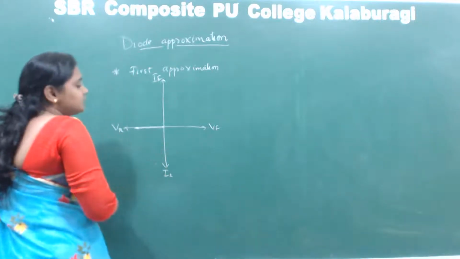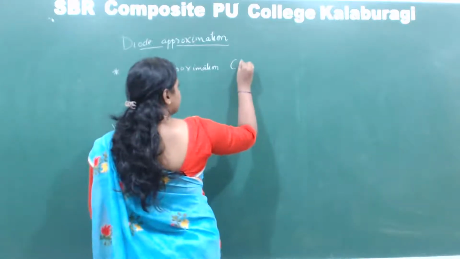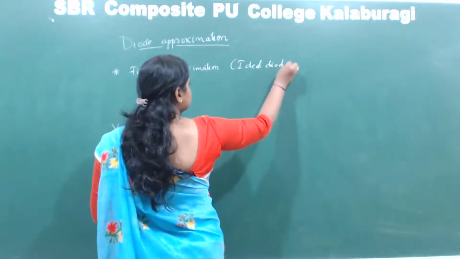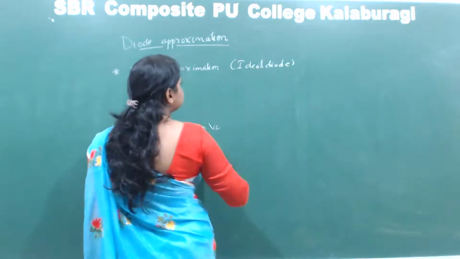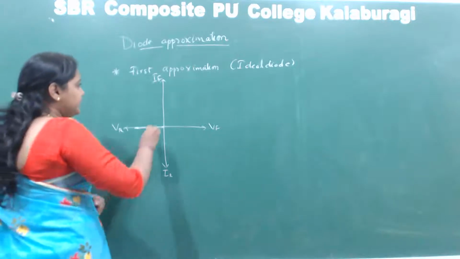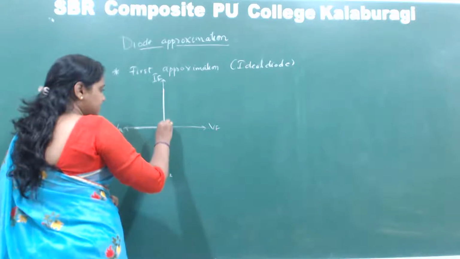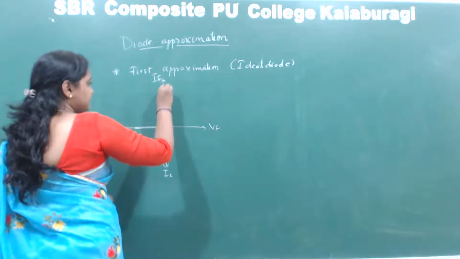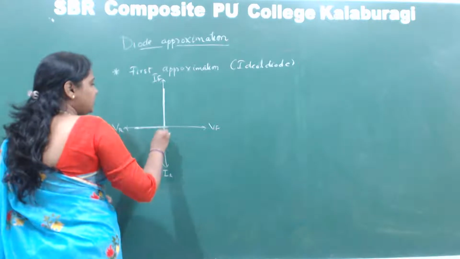So now we will see the forward bias. The first approximation is for the ideal diode. For the ideal diode, what it says is that immediately after the application of the signal, it should start conducting. Ideal case, there should be no delay.